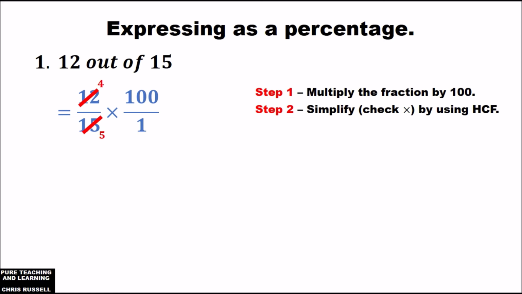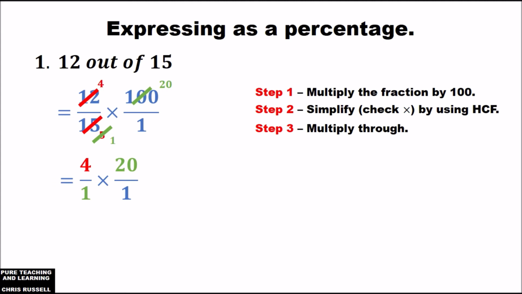So how many 5's go into 100? 20. How many 5's go into 5? 1. Now we can multiply through. So we have 4 over 1 multiplied by 20 over 1. Multiply through and then evaluate. Now we get 80. And because it's a percentage, we have to show it as 80%.